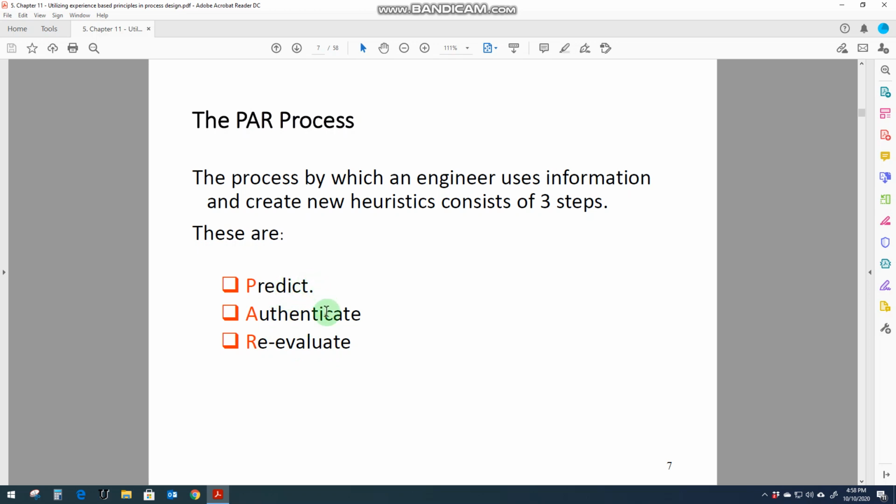So this is a cyclic process, and you keep on doing this cycle until you reach a very good shortcut method or a very good shortcut equation to reasonably predict the results for any problem in the future. Okay, so let's see these three steps in detail one by one.